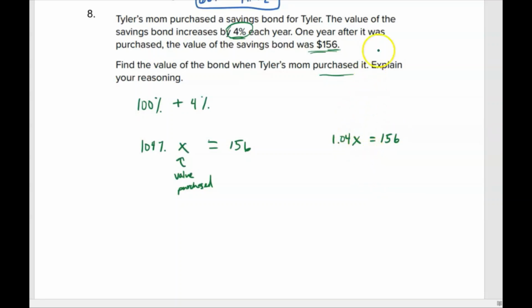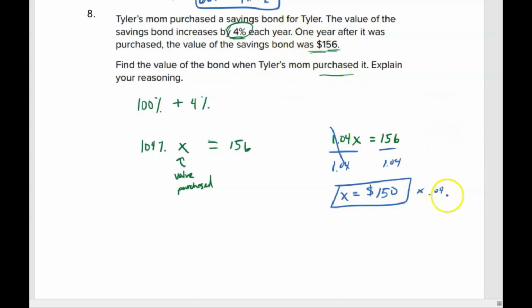To solve for x here, it's just a one-step equation. x is being multiplied by 1.04, so I would divide by 1.04 on each side. That's going to cancel, and 156 divided by 1.04 leaves me with a total of $150 when it was purchased. Now, if you wanted to work backwards to double check that, you could take 150 and multiply that by 0.04, which is that 4%, and it would give you $6, which it raised from 150 to 156. Not a bad idea to check using that method sometimes.